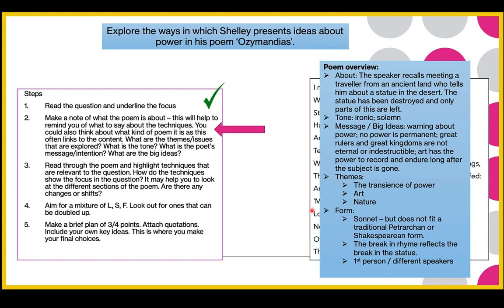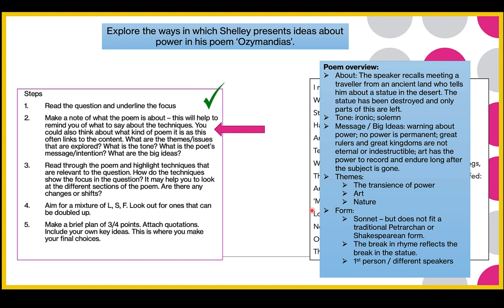So I've got what it's about. Just on a basic level, just to remind me, the speaker recalls meeting a traveller from an ancient land who tells her about a statue in the desert. Now the statue has been destroyed and only parts of this are left. So that's kind of the crux of the poem. Different tones, so at times it's ironic and sometimes it's solemn, like sometimes that will shift.